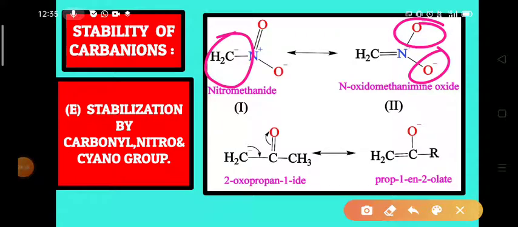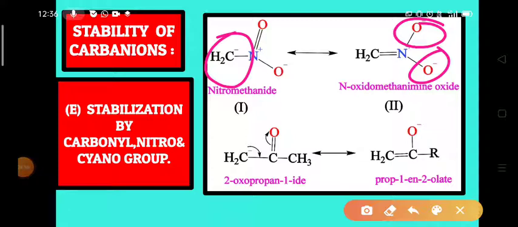Because in structure 1, the negative charge is present on the less electronegative carbon atom. So that's why structure 1 is less stable. That means predominantly this carbanion exists in the second form.